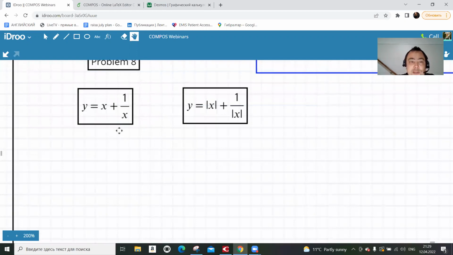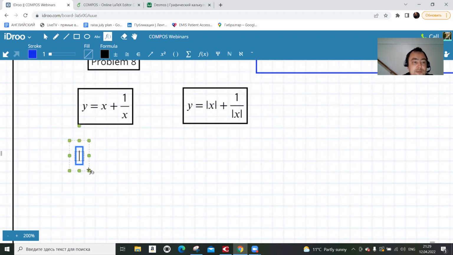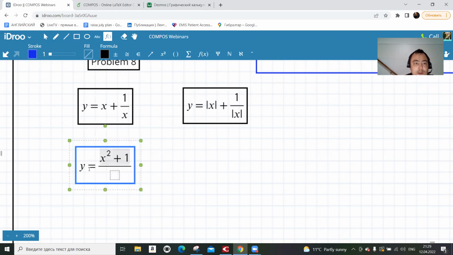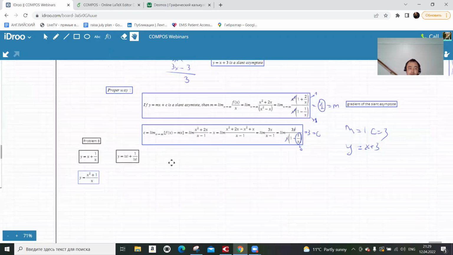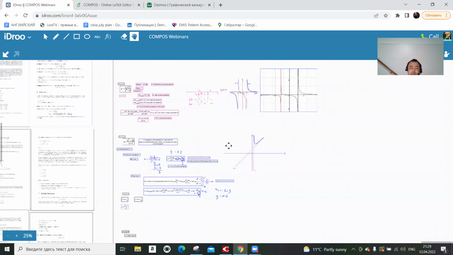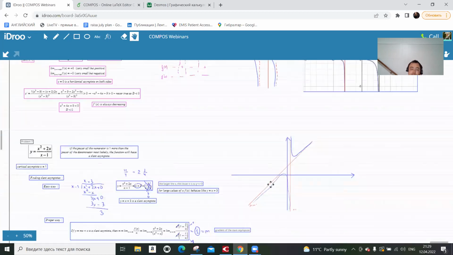Just a few comments on the next task. The next task is actually also a top-heavy fraction, because if you simplify it, and it is in the examples, x squared plus 1 over x. So it is going to be a very similar graph, almost identical to that one, just slightly changed.